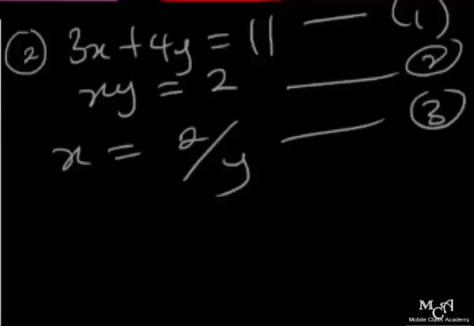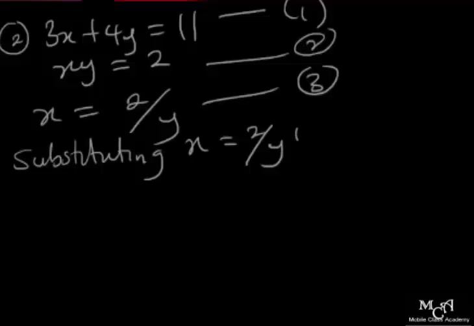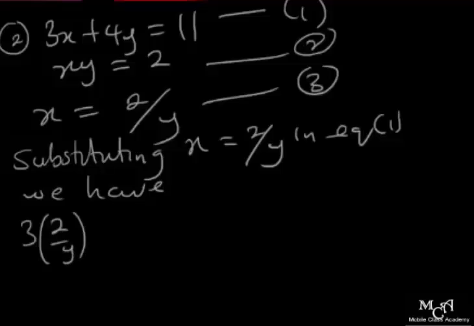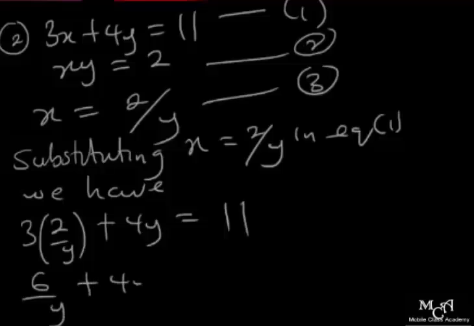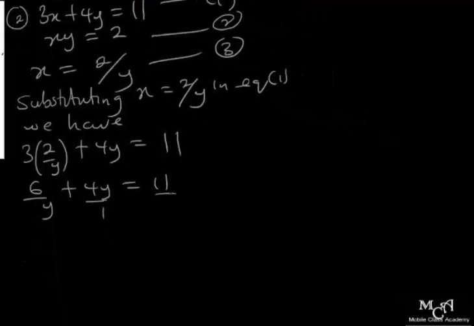So I can now substitute my x into equation 1 to get y. So if I fix x there, substituting x to be equal to 2 over y in equation 1, we have 3 bracket 2 over y plus 4y equal to 11. So this becomes 6 over y plus 4y equal to 11. So this is 4 over 1 and this is 11 over 1.